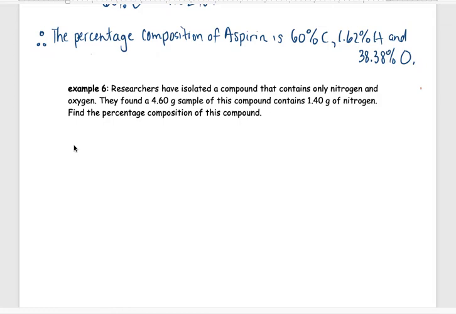So use a highlighter here. We know that it has a total of 4.6 grams for the whole sample, okay? And then it does have 1.4 grams of the nitrogen, okay? So from here, we need to find the percent composition of whatever this compound is here.